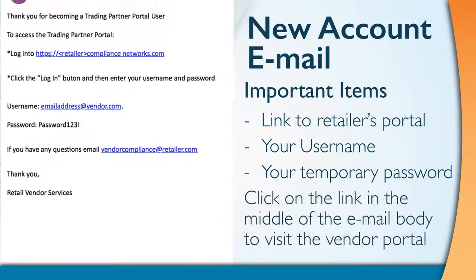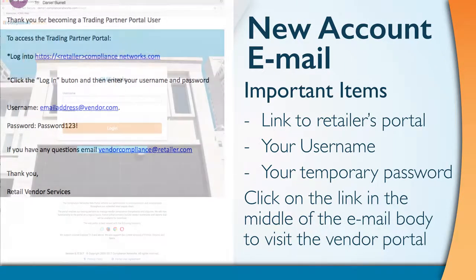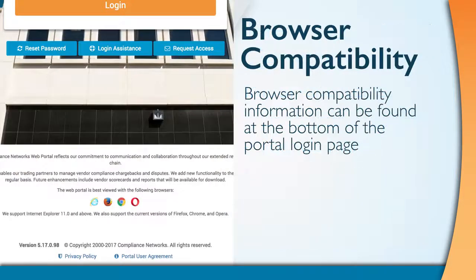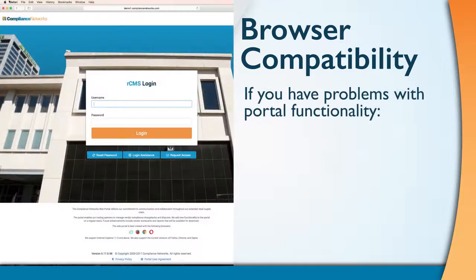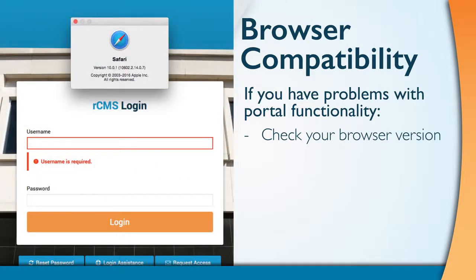To visit the vendor portal for the retailer who created the account in the email you received, click on the link in the middle of the email body. Your browser will display the retailer's portal login page. At the bottom of the login page, you will find important information about which web browsers are compatible with ComplianceNetworks.com portals. If you have problems with portal functionality, first check your browser version and make sure it's compatible.